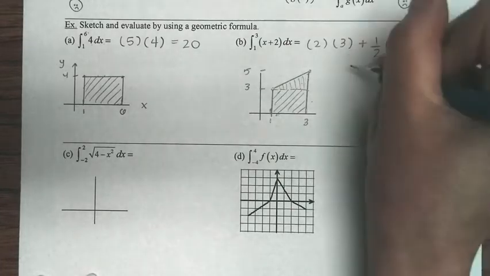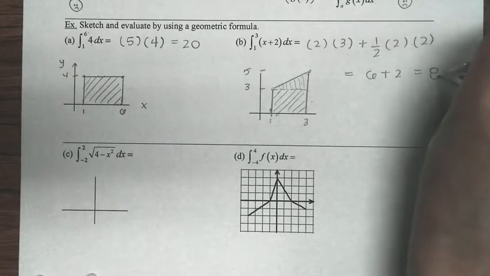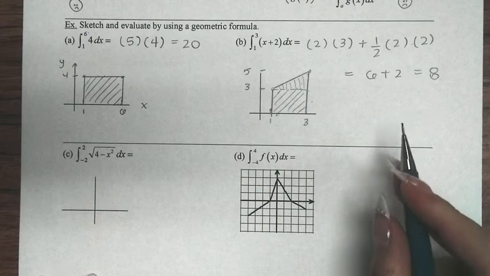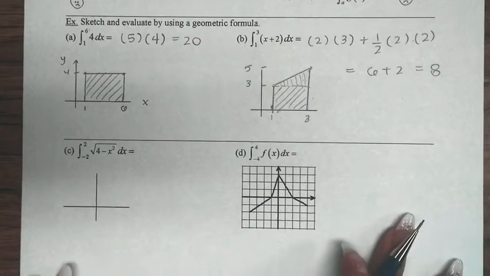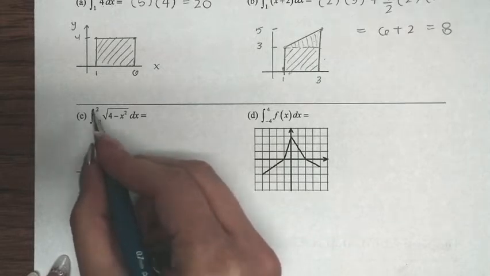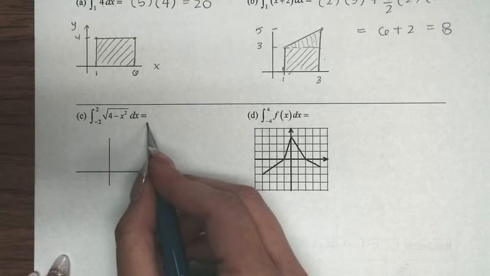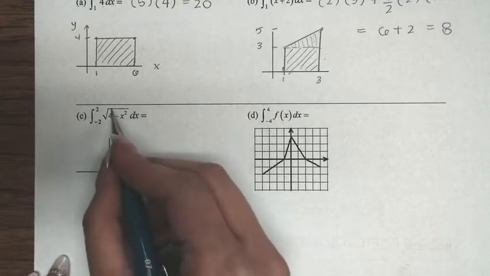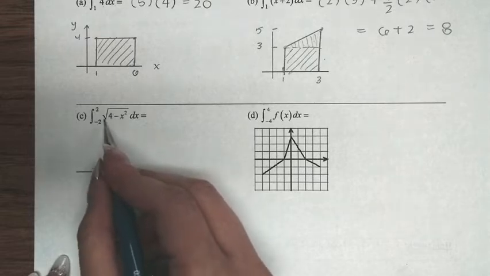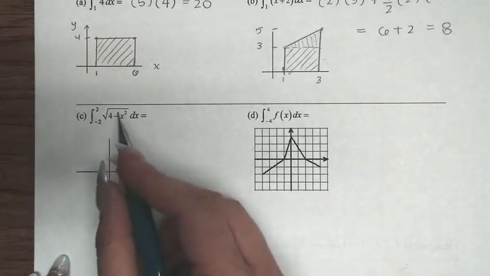So this integral is going to be equal to 6 plus 2, which is 8, and that's pretty much what you'll have for this problem. Now the next one, for C, is the integral from negative 2 to 2 of the square root of 4 minus x squared dx. You can recognize that this is a semicircle. Moreover, it is the positive part, the part above the x-axis.